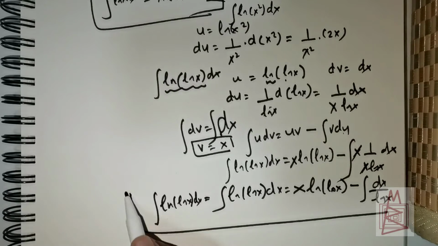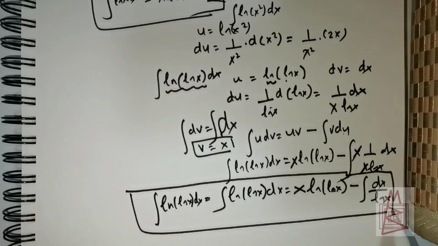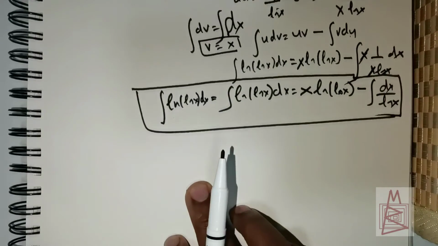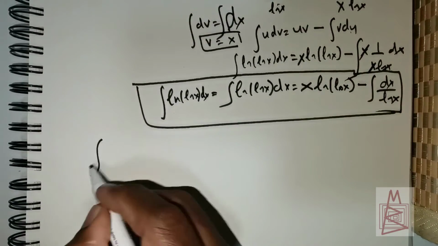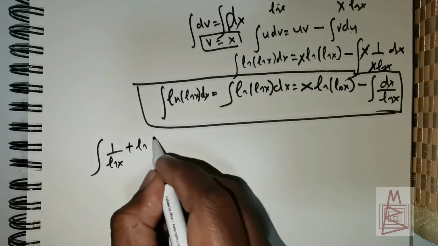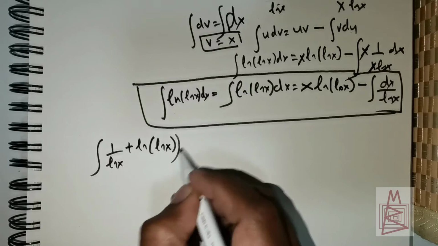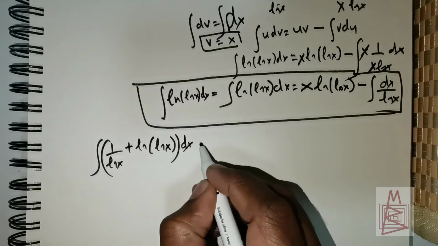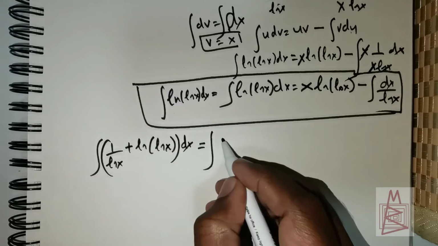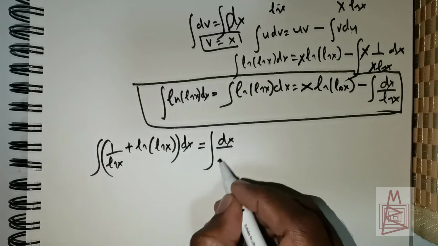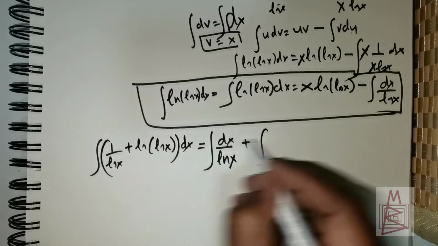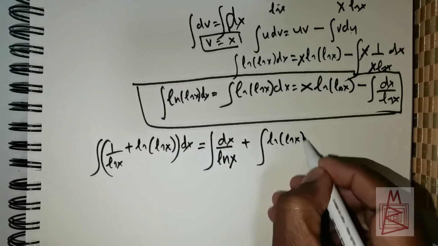So I would be using this fact or this information in solving the question. What question were we given? We were asked to integrate 1 over ln x plus ln of ln x times dx. Now I'm going to rewrite this as an integral, bringing the dx inside. So that's going to be the integral of dx divided by ln x plus the integral of ln of ln x times dx.